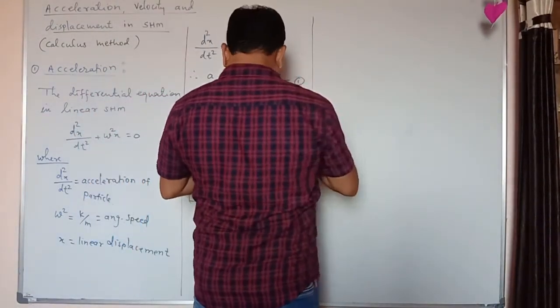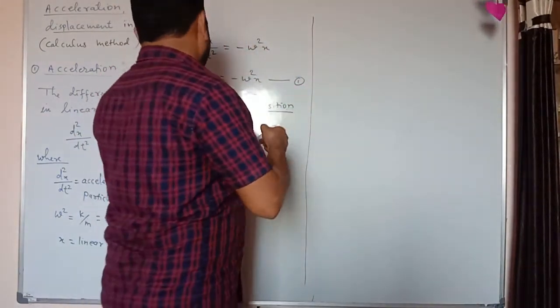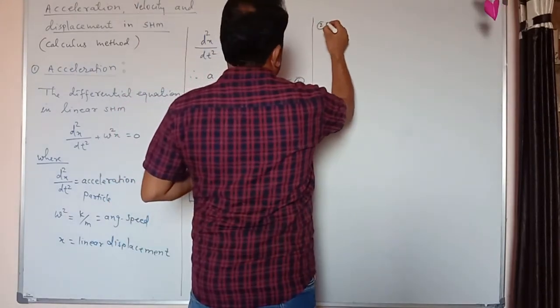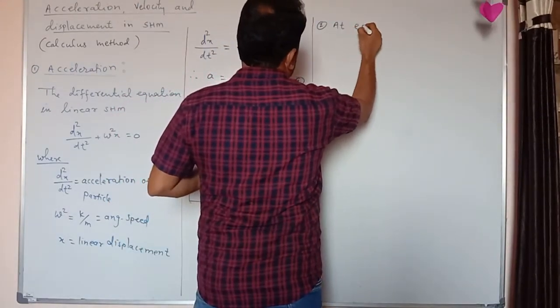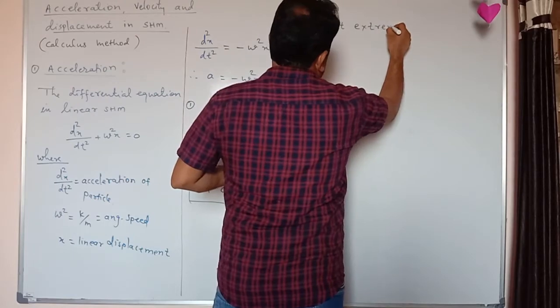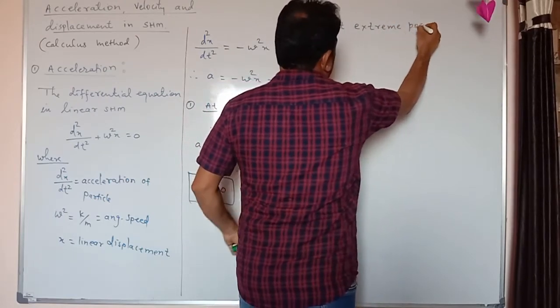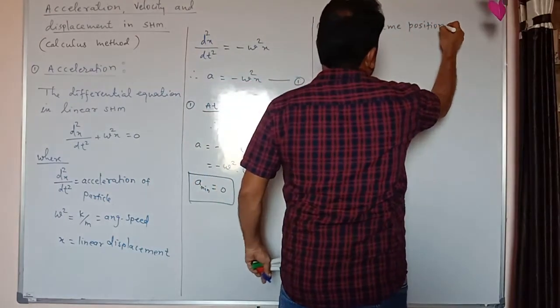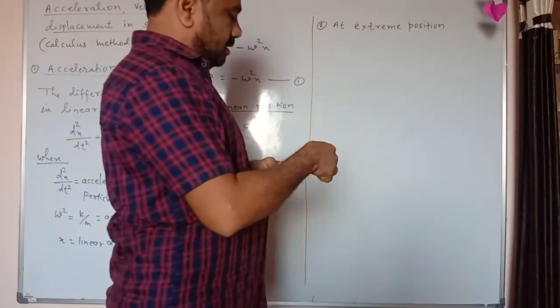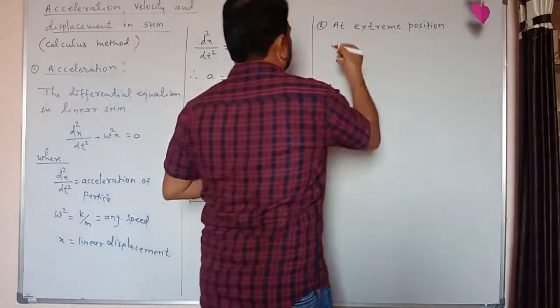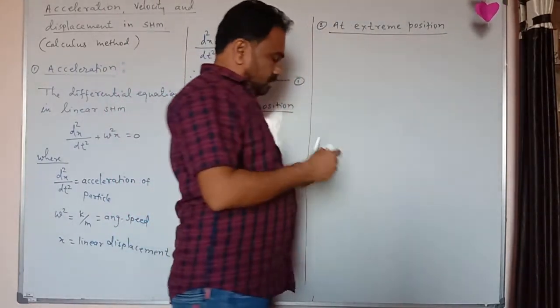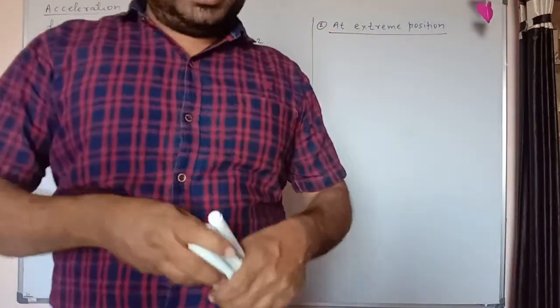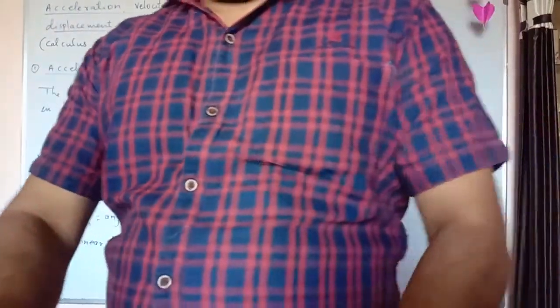So the next point is at extreme position. Now, what will be the displacement at extreme position of the particle?